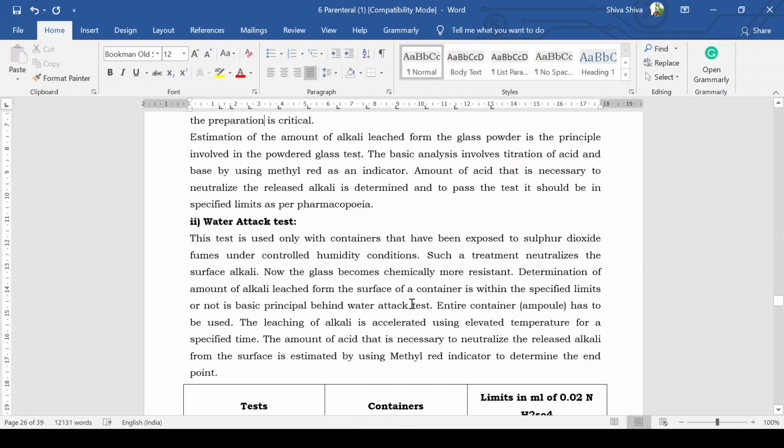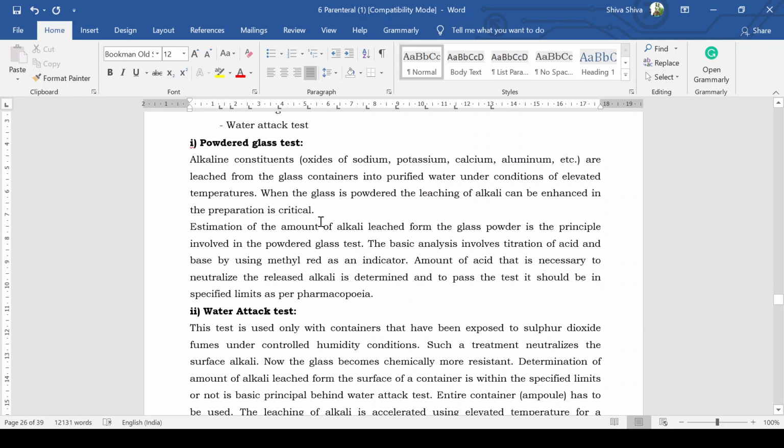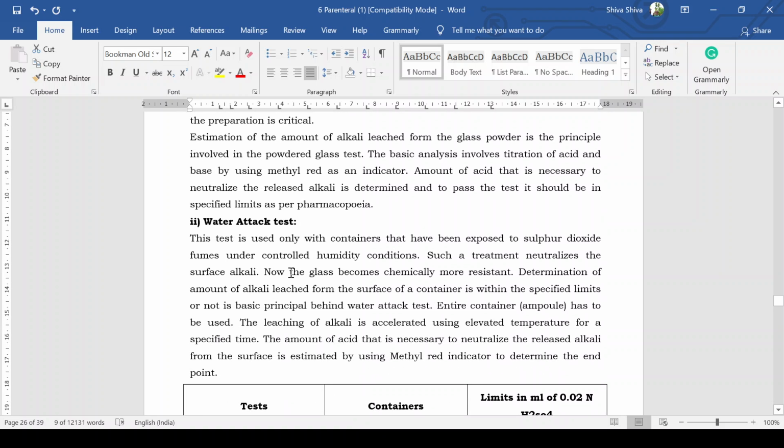Entire container like ampoules and vials has to be used. The leaching of alkali is accelerated using elevated temperature for a specified time. Now in powder glass test, the glass is converted into powder form and then kept with purified water at elevated temperature. But in case of water attack test, the entire container is used for the testing, and this entire container is filled with specified amount of water and it is kept at elevated temperature.